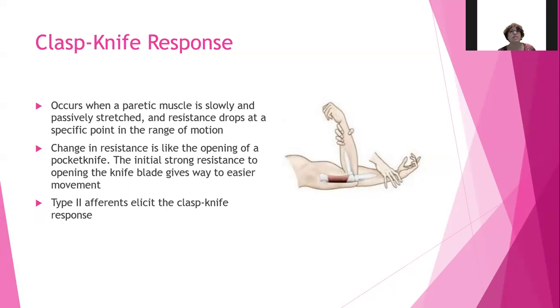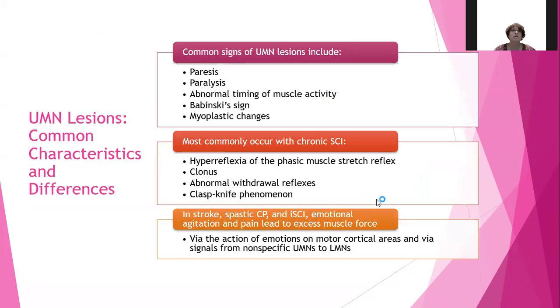Clasp knife response occurs when a paretic muscle is slowly and passively stretched and resistance drops at a specific point in the range of motion. And they call it clasp knife because the change in resistance is like opening the blade on your Swiss Army knife. There's initial strong resistance to opening the knife blade, but then it gets easier. So type 2 afferents elicit the clasp knife response. So it's like resistance, and then nope, no more resistance. And so that is common in people with spinal cord injuries.